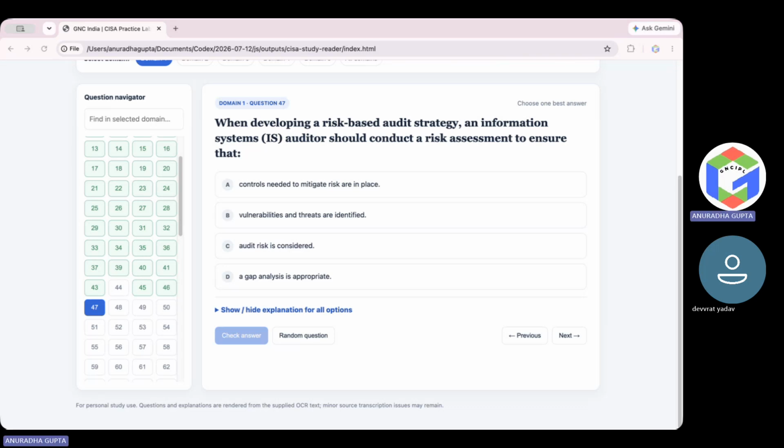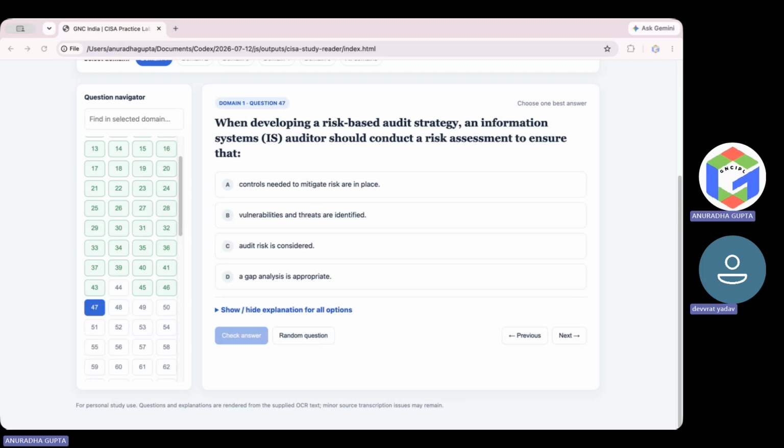Audit risk is basically related with the audit process. We have also seen one question related with audit risk, right? Still, first we have to do B only, vulnerability and threats. I am just trying to understand the other options also.